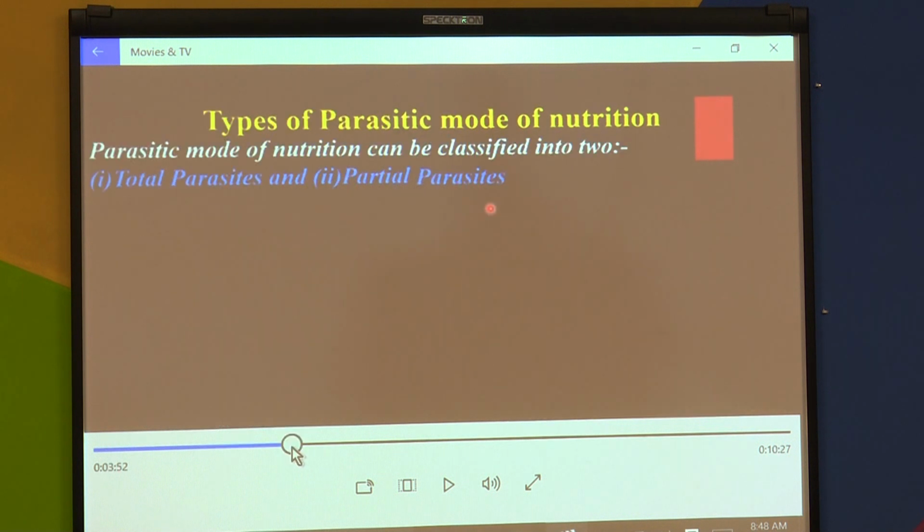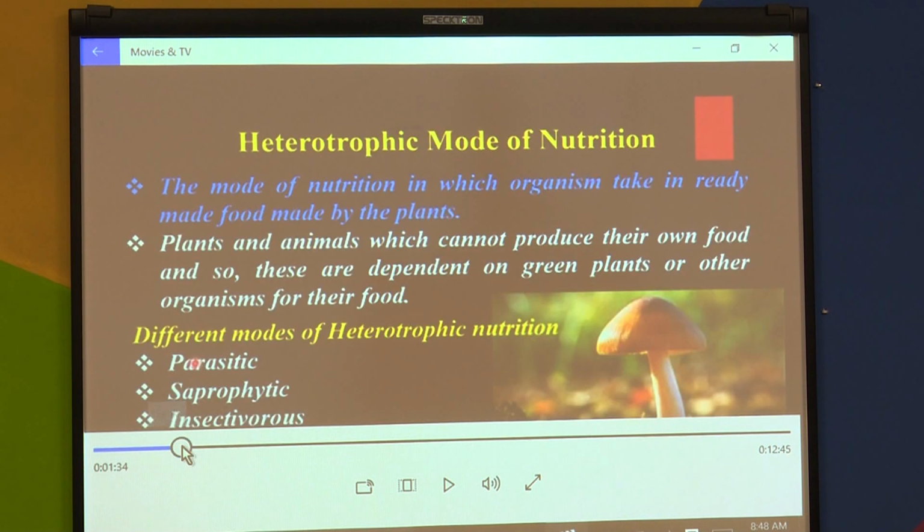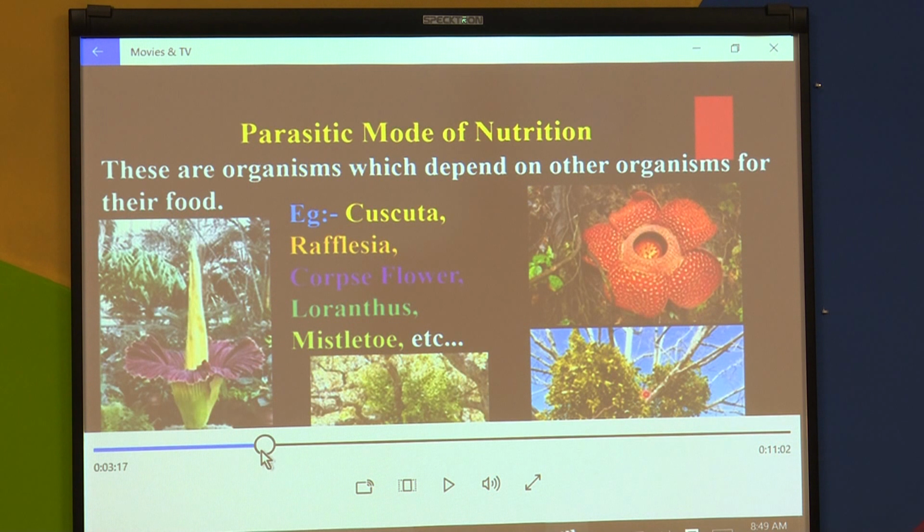Then in the next concept we learned about the types of heterotrophic nutrition. I told you there are 4 types. The first is the parasitic mode of nutrition. The second is the saprophytic mode of nutrition. The third is the insectivorous mode of nutrition, and the fourth is the symbiotic mode of nutrition. These are the 4 types of heterotrophic nutrition. From these, we first discussed the parasitic mode of nutrition, in which organisms depend on other organisms for their food.